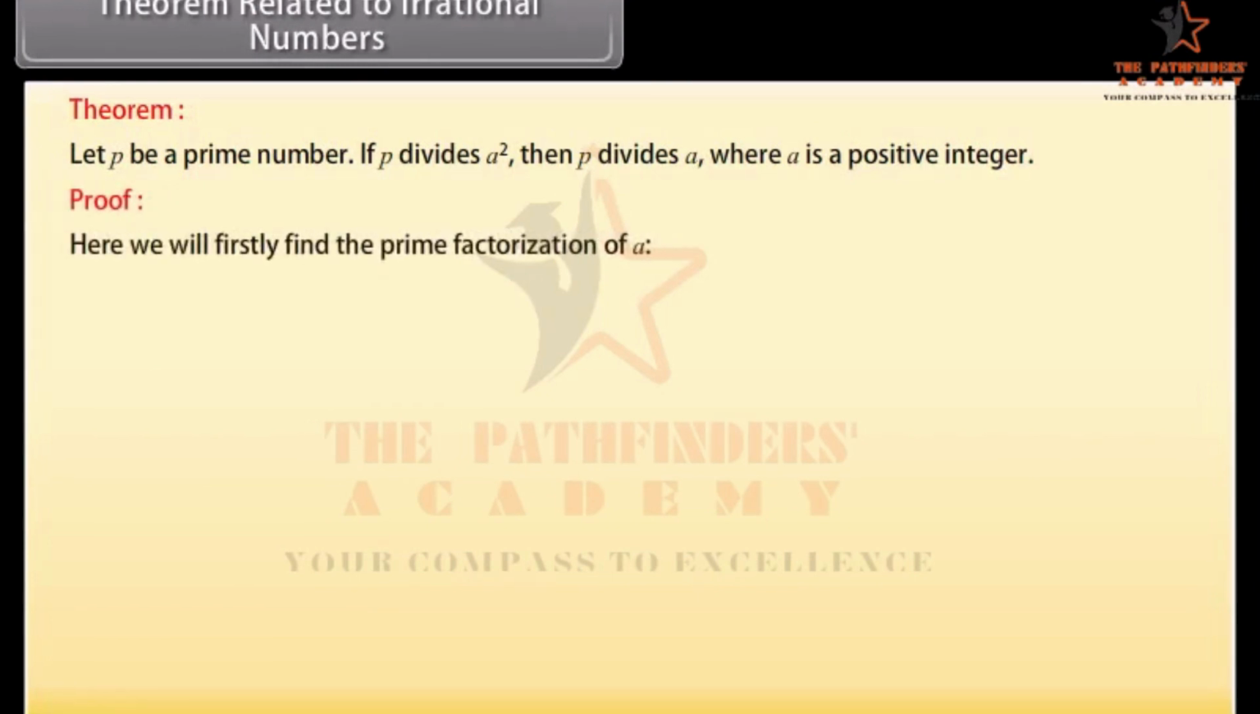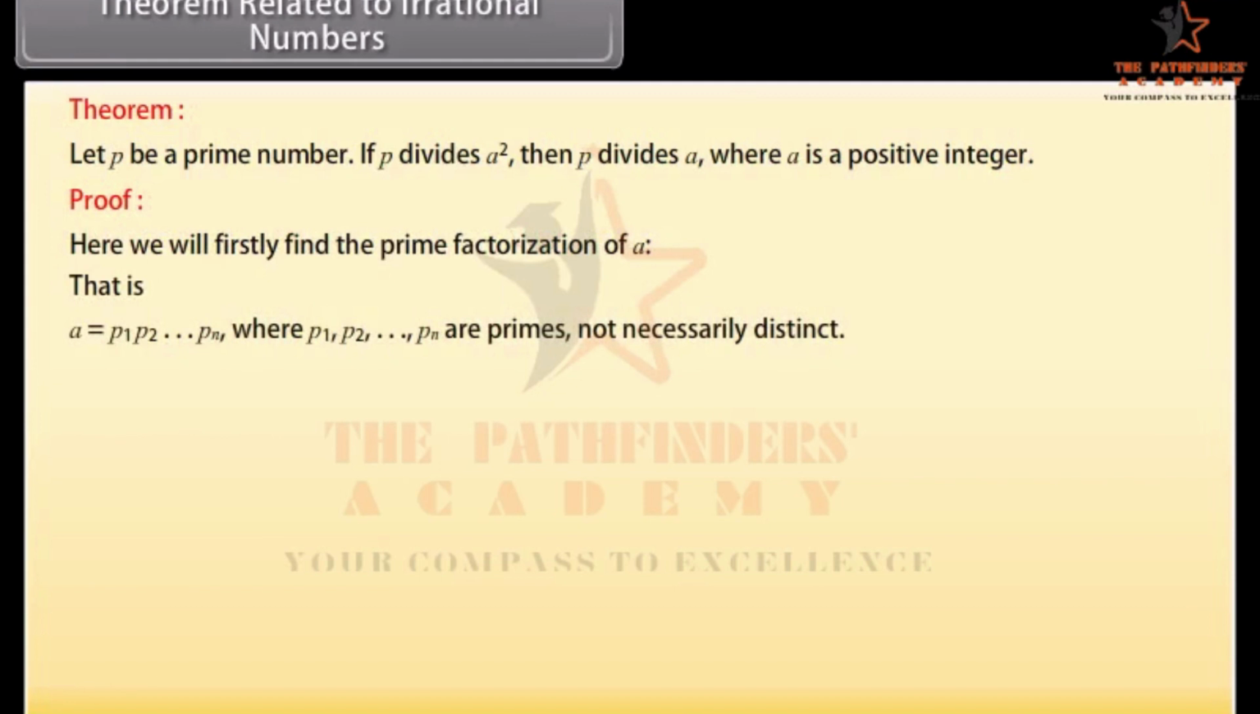Proof. Here we will first find the prime factorization of a. That is, a is equal to p1, p2, and so on till pn, where p1, p2, and so on till pn are primes, not necessarily distinct. Therefore, a squared is equal to p1, p2, and so on till pn times p1, p2, and so on till pn, which is equal to p1 squared, p2 squared, and so on till pn squared.